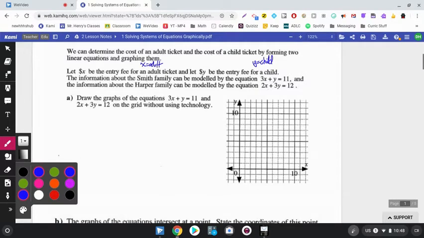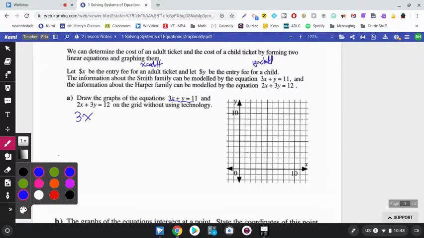All right, so I still don't actually know what it means to solve a system of equations, but I have a system. Here's one equation, here's another equation. Together, those would make up a system. I'm not really sure what it means to solve, but let's graph. So I'm going to take the first one, which was the Smith family.